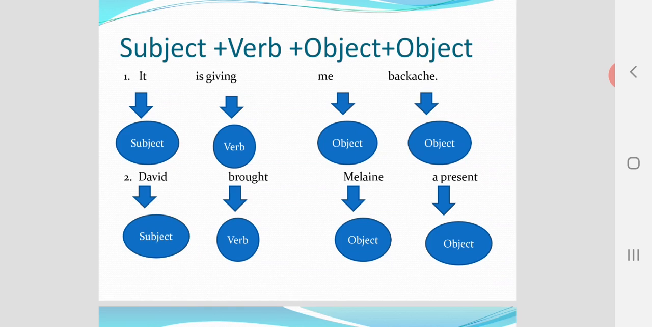If indirect object is there at the end of the sentence, then we will use to, like David brought a present for Malini. To or for we can use. In detail, direct and indirect object we will do in exercise 3. So the last sentence structure is subject plus verb plus object plus object.